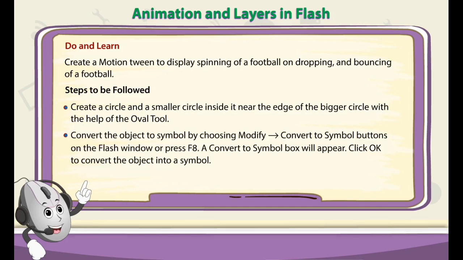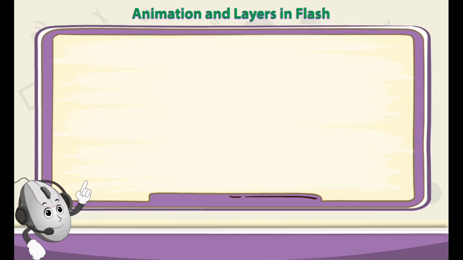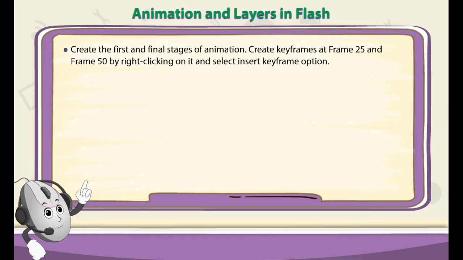A Convert to Symbol box will appear. Click OK to convert the object into a symbol. Create the first and final stages of animation. Create keyframes at frame 25 and frame 50 by right-clicking on it and select Insert Keyframe option.